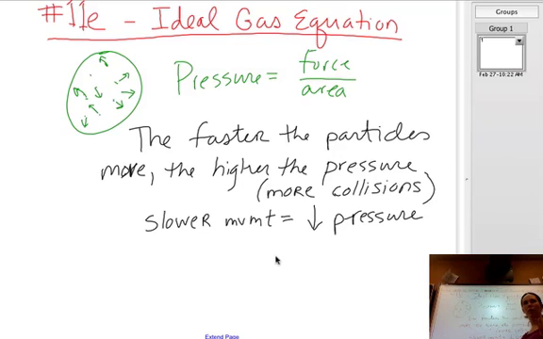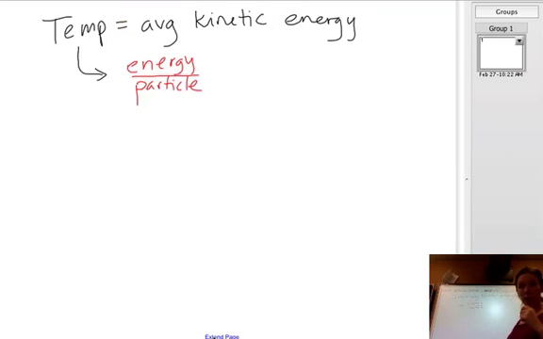Same is true if they're slower. There's less pressure because they're not hitting the wall as much. Right? Just some basic kinetic molecular theory. Remember these things, right? All right. So we know that temperature is equal to the average kinetic energy of a particle. In other words, the temperature is the energy per particle. So the higher the temperature, the faster they're moving, the more energy they have, and so the more pressure they put on a container.